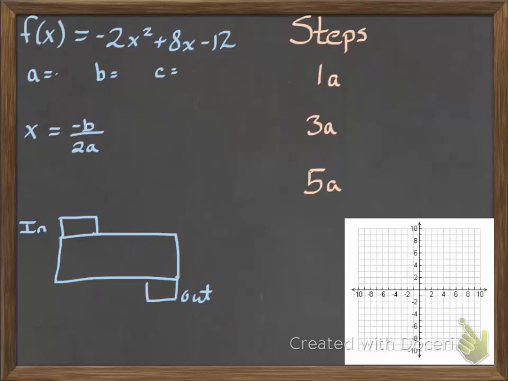So for the next problem, we have f of x is equal to negative 2x squared plus 8x minus 12. We need to identify the a, b, and c from this problem, just like we did the last problem. So the a is what's being multiplied times my x squared. So in this case, negative 2. The b is what's being multiplied to my x term. So in this case, 8. And the c is a constant at the end, negative 12.